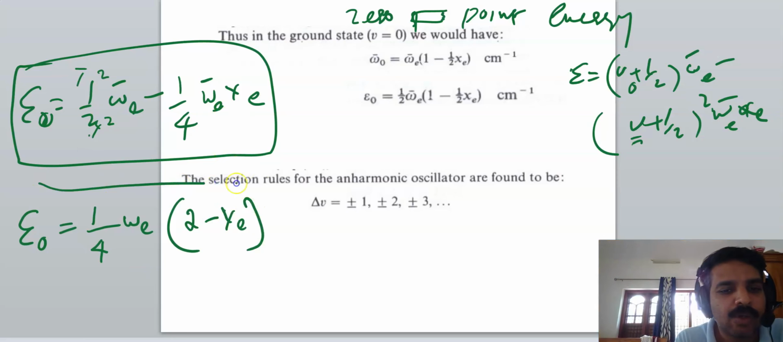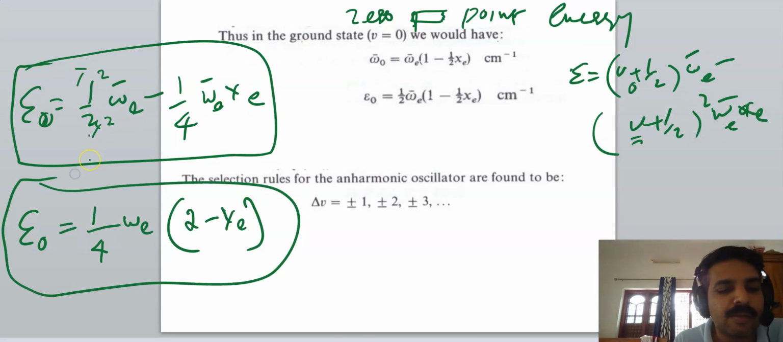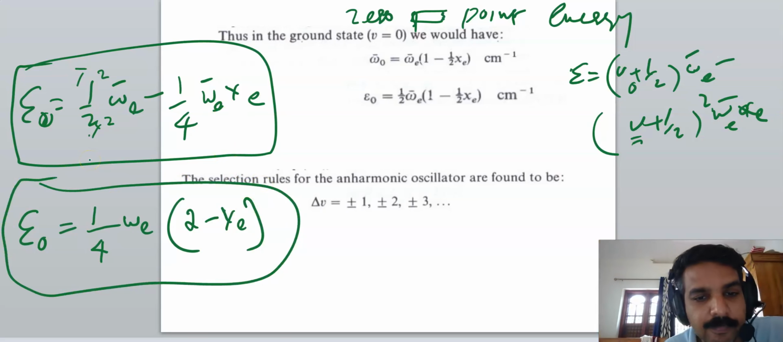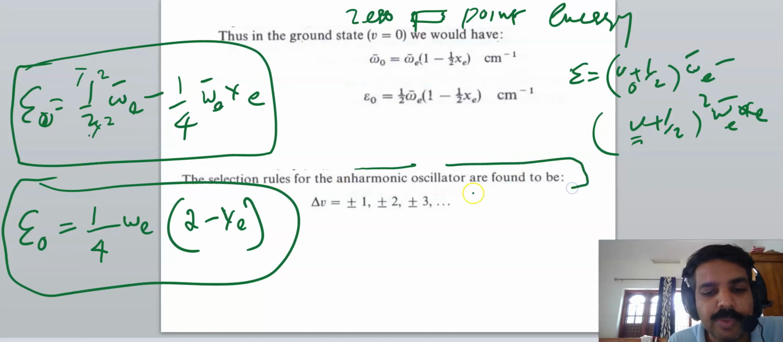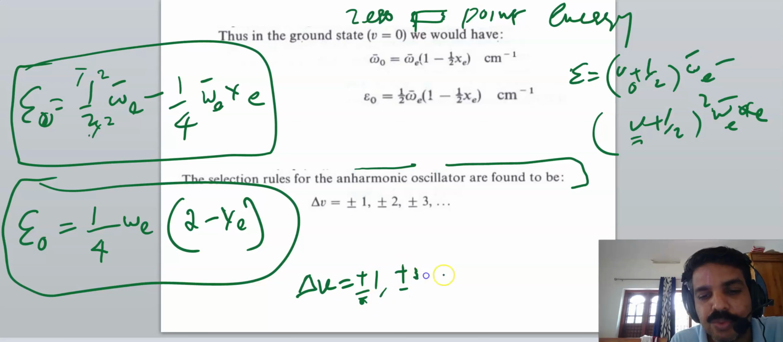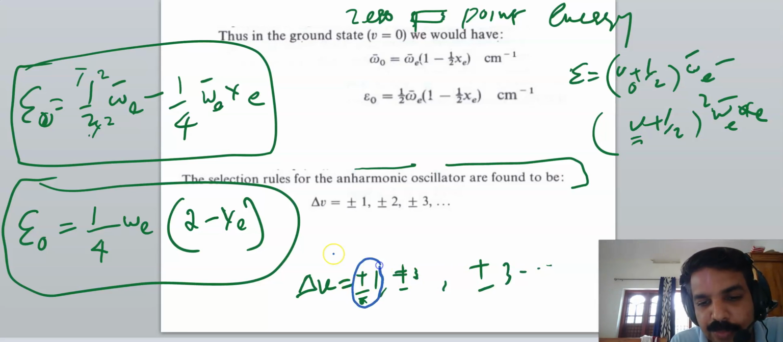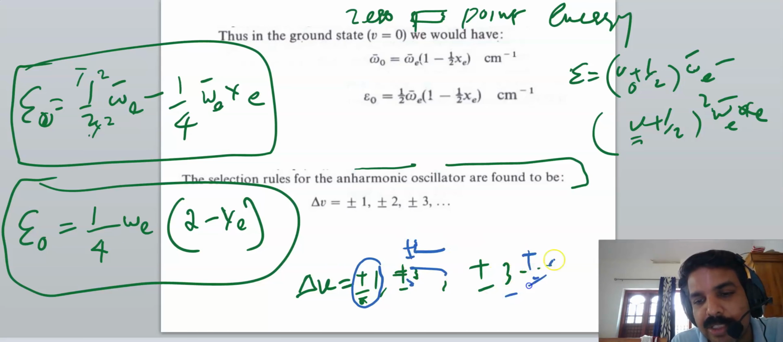Okay, so that is the zero point energy of the anharmonic oscillator. The selection rule for the anharmonic oscillator is found to be delta V equal to plus or minus 1, and in addition plus or minus 2, plus or minus 3, etc. In the case of a simple harmonic system, only plus or minus 1 is possible. But in the case of an anharmonic system, plus or minus 1, plus or minus 2, plus or minus 3, plus or minus 4, etc.